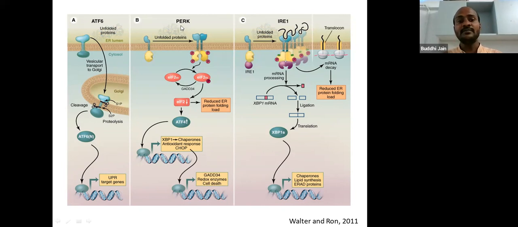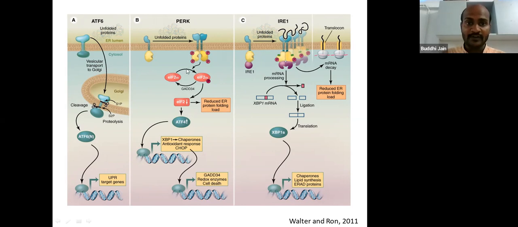The other transmembrane receptor is PERK. When this receptor becomes activated, first they autophosphorylate their cytoplasmic domain, and once this cytoplasmic domain becomes activated, they phosphorylate EIF2 alpha. EIF2 alpha is a eukaryotic initiation factor alpha, which is required during the translation process.